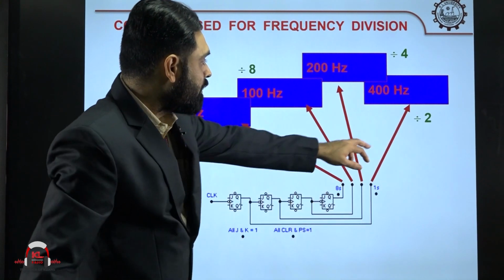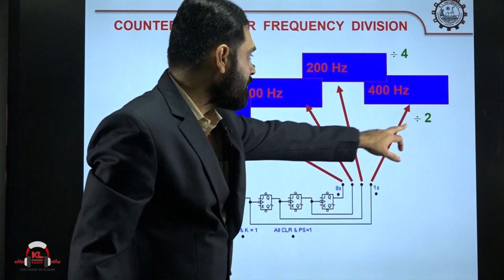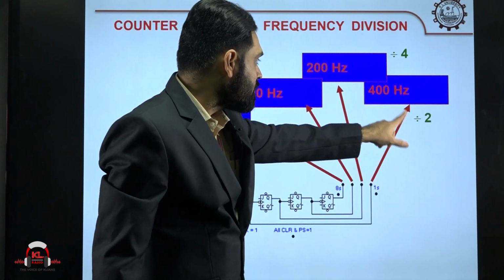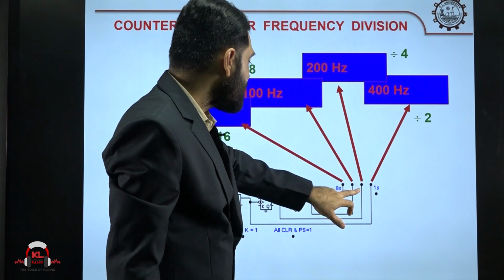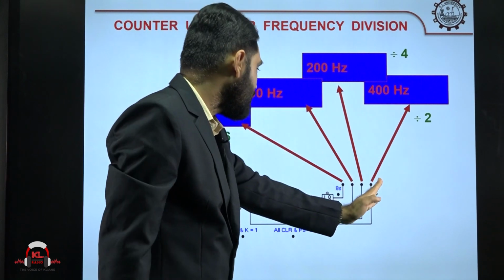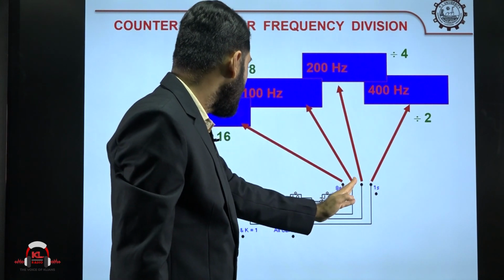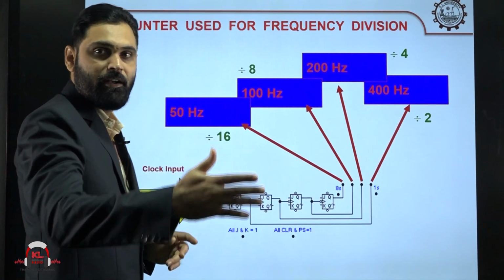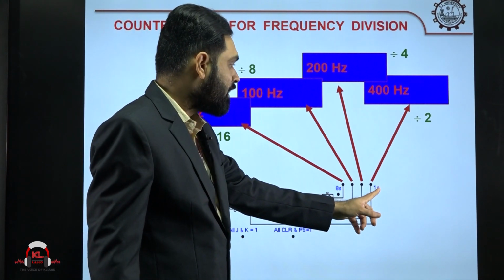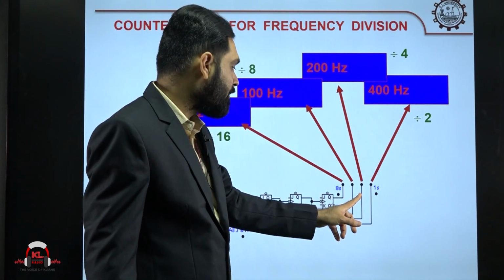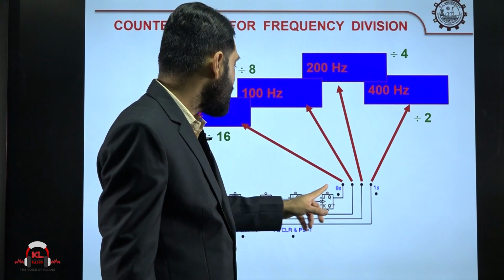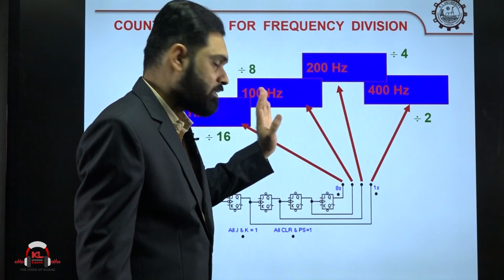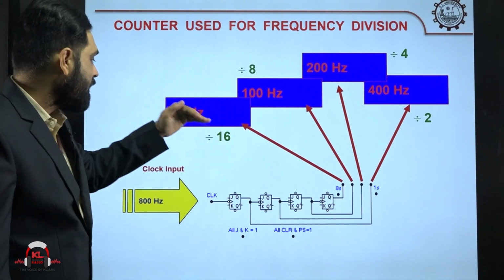So what it is doing here is dividing by 2, giving 400 hertz. You are applying 800 hertz, so division by 2 gives 400 hertz here, and the next one is 200, that means division by 4. This is divided by 2, divided by 4, divided by 8, divided by 16. Whatever 800 hertz clock pulse you are applying will be divided. At the first flip-flop divide by 2 happens, at the second flip-flop divide by 4, then divide by 8, and next divide by 16. So this is 1s, 2s, 4s, 8s, and here the frequency division will be done.